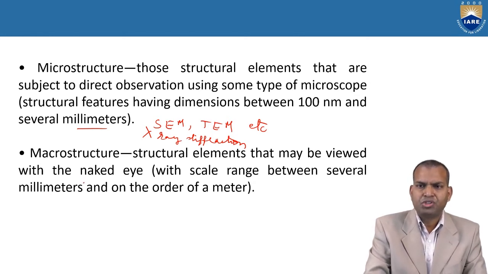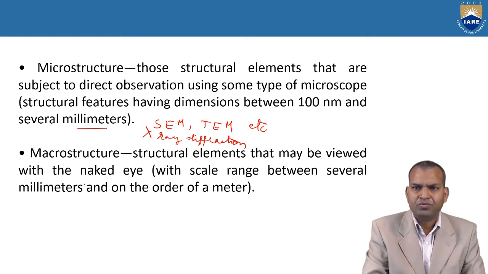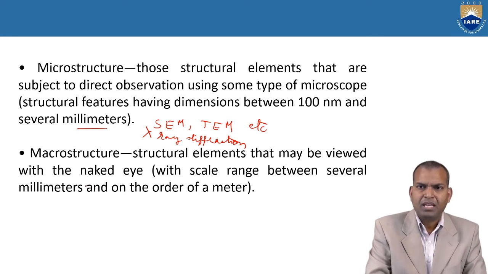Now, what is macrostructure? The macrostructure can be seen by the naked eye. The scale ranges from millimeters to some meters. So when we are studying material science, we will study the materials at different scales, such as the microstructural level, macrostructural level and nanostructural level. There are 4 disciplines related to material science.